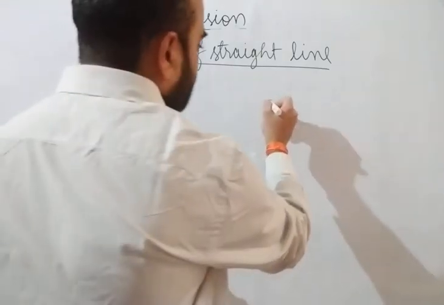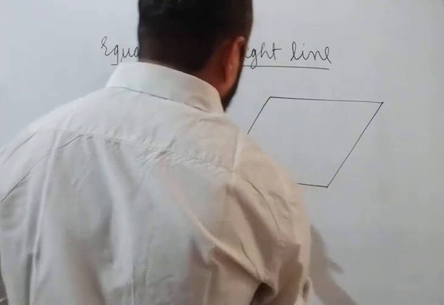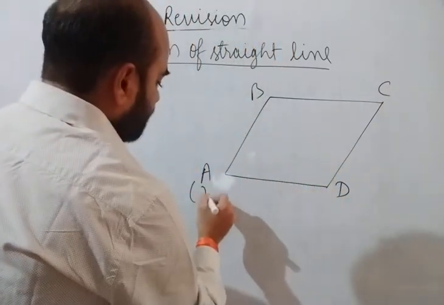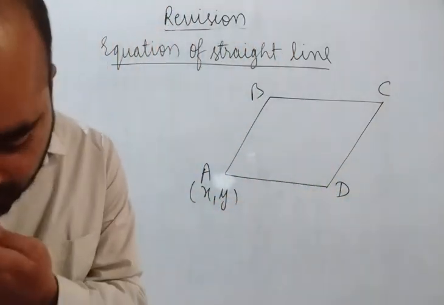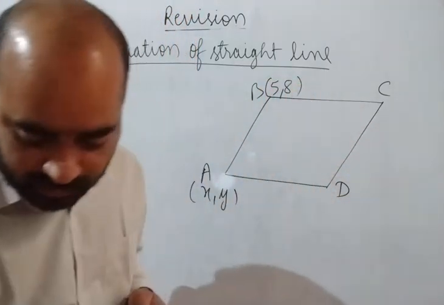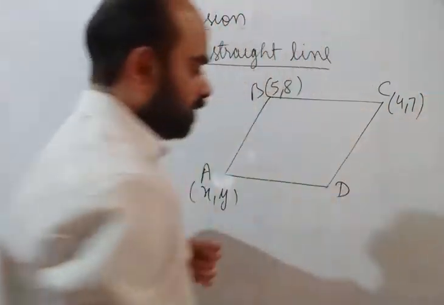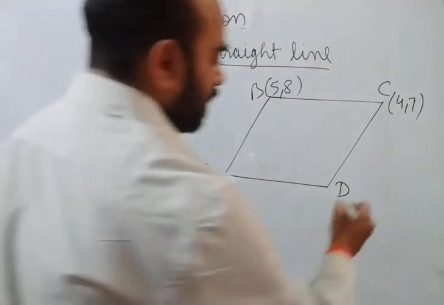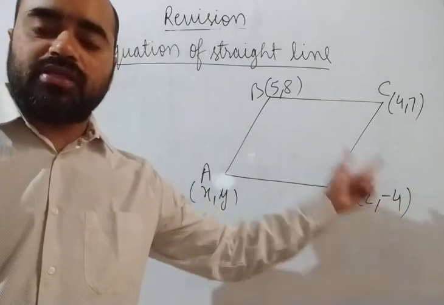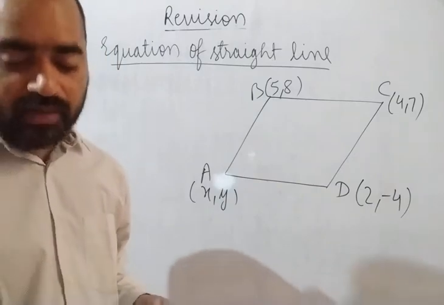See, parallelogram is given. A, B, C, D. A is x, y. B is given 5, 8. C is 4, 7. And D is 2, -4. So I have taken this 2, -4 as 2, 4. One student told me so, I have to correct it. So first we have to find the coordinates of A.